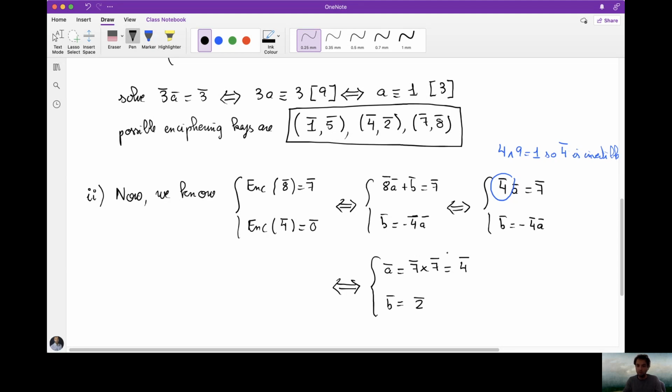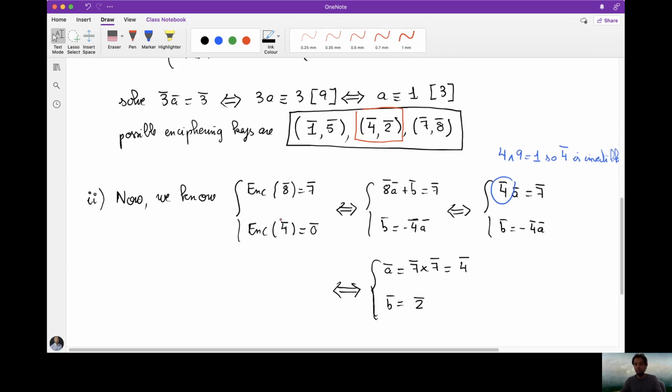b is 2. So we see that we find one of these. So the correct one was the 4-2 here. This is the enciphering key, okay? The correct enciphering key is 4-2. And from this we can get finally the deciphering key.